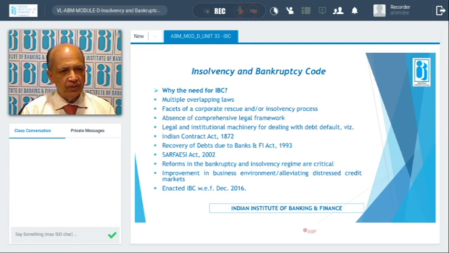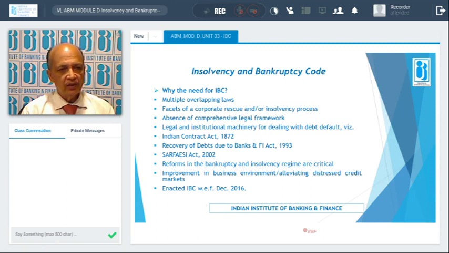In the insolvency process, there was no comprehensive legal framework that envisaged a holistic process applicable to troubled or defaulting companies. The legal and institutional machinery for dealing with debt default was either under the Indian Contract Act 1872 or other special acts, that is the Recovery of Debts Due to Banks and Financial Institutions Act 1993, or the SARFAESI Act, the Securitisation and Reconstruction of Financial Assets and Enforcement of Security Interest Act 2002.